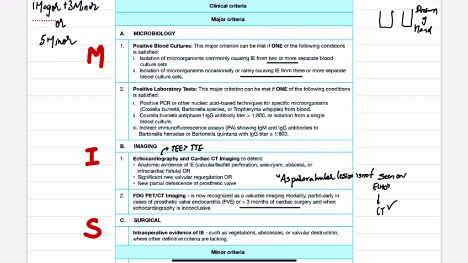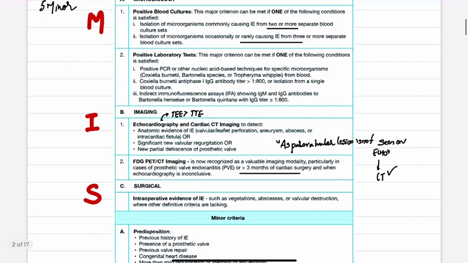For the lab test, you have to go with PCR for Coxiella, Bartonella, Tropheryma whipplei from blood. Or Coxiella burnetii with IgG antibody titer more than 1 to 800, or indirect IFA showing IgM or IgG antibody to Bartonella henselae or Bartonella quintana more than 1 to 800.